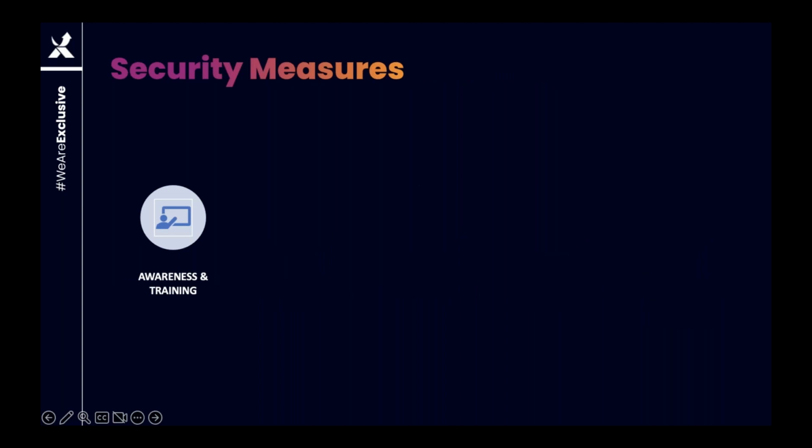Now, all security measures: awareness and training. This is important, right? Education is key. People are still the first line of defense. Educate them, give them proper training, not only through platforms with technology, but also training by people. People listen better to people than to a computer anyway.